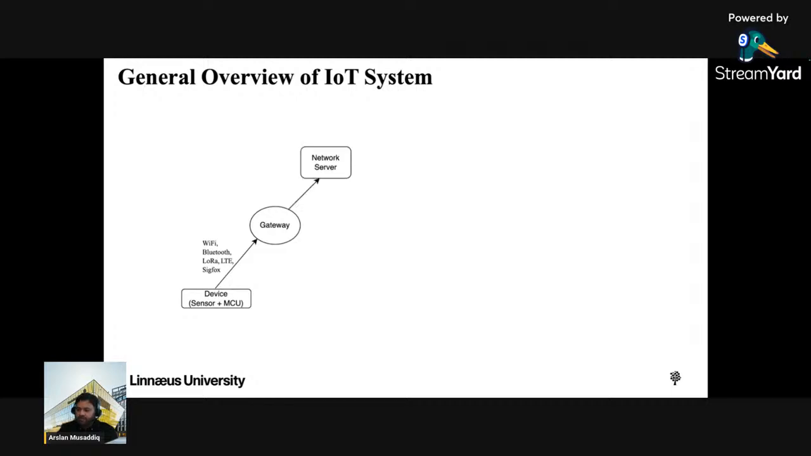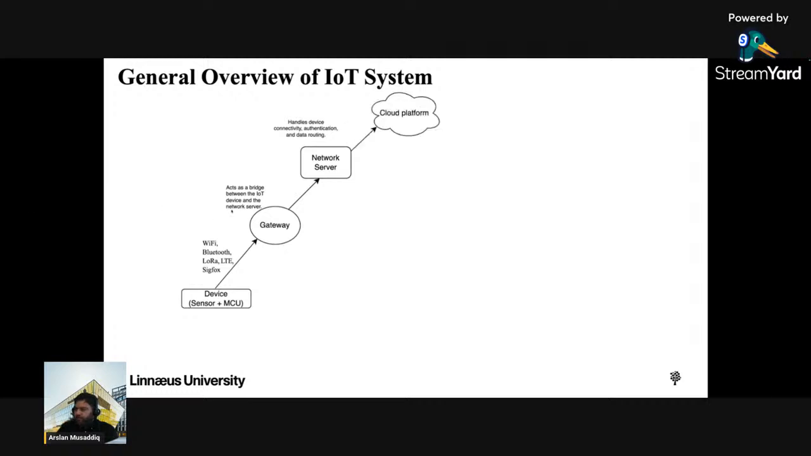And then gateway is connected with a network layer or network server, which is responsible for handling the data transmitted by this gateway. Gateway is like a bridge. It acts as a bridge between this device and the network server. And network server is doing data routing, connectivity, authentication, all the functionalities that the network layer is doing. How these things are happening, how data routing and authentication are happening, I'm not going into that detail either.